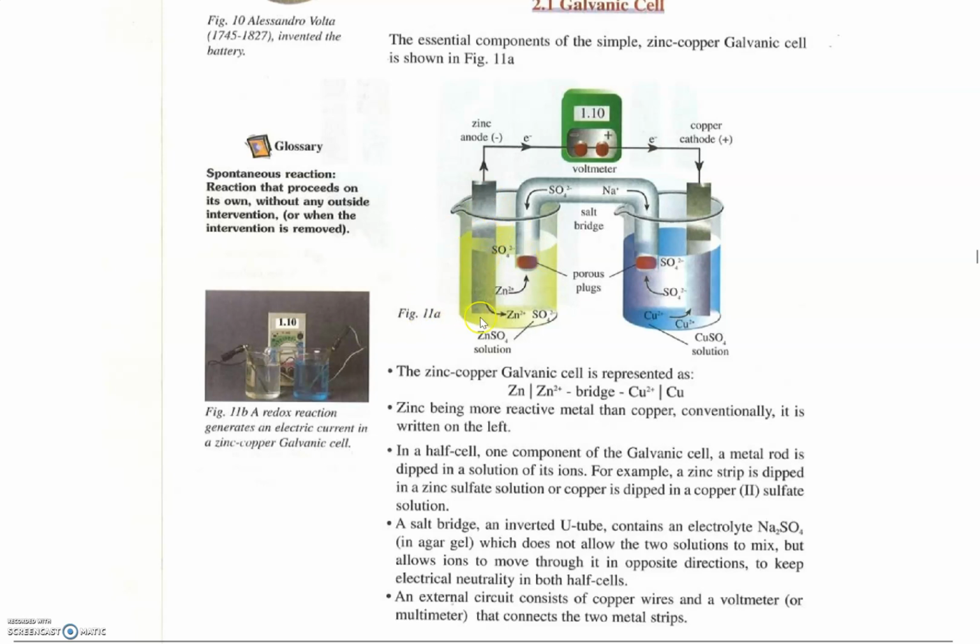In each half cell, as we call these, we have a plate of metal immersed in the ions of this metal. So this is zinc and this is a solution of Zn2+, and then this is copper Cu, and the blue is a solution of Cu2+.